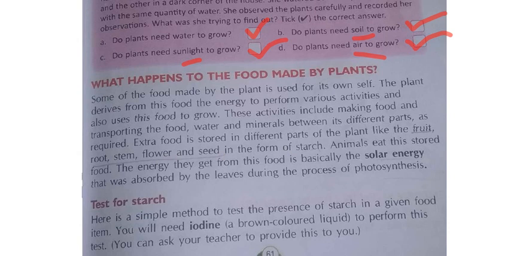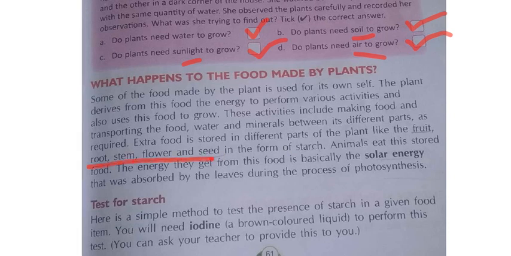Yes, some plants can store the extra food also. In which part of the plant will they store this extra food? They can store the extra food in the fruit, root, stem, flower, seed. Again I am repeating, the extra food is stored in the plants in the fruit, root, stem, flower, seed. Anywhere they will keep the extra food. It will be there in the form of starch.